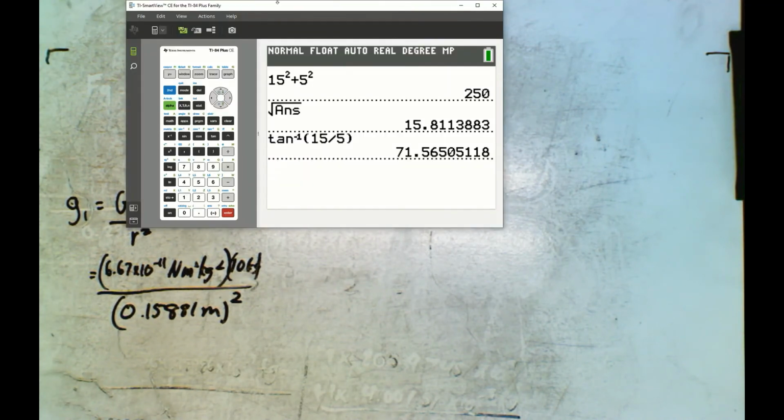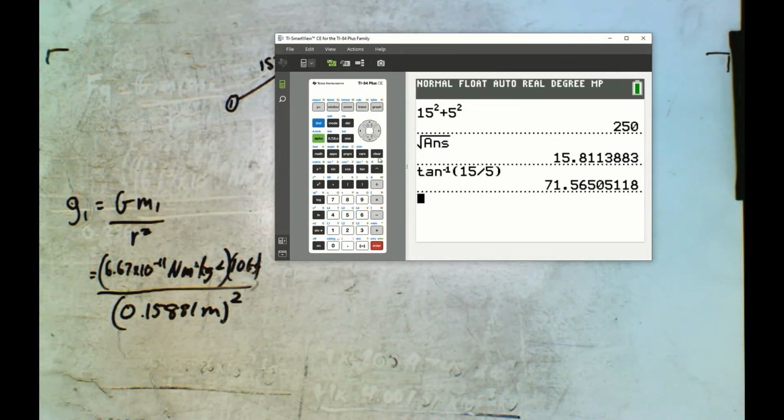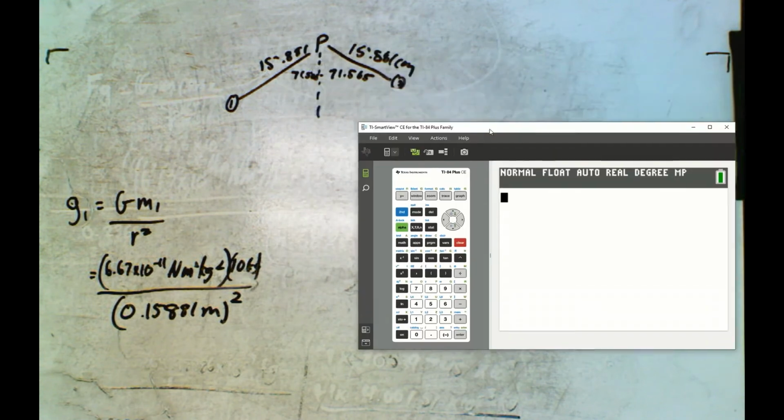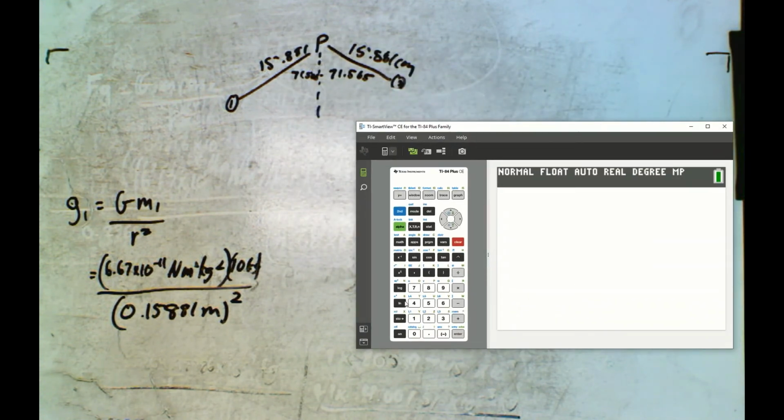Okay, so I'll plug that into my calculator. 6.67 times 10 to the negative 11 times 10. I'll put brackets around it. Oh, I didn't mean to clear all that. Shoot, I wanted those numbers. Sorry, I'm gonna Pythagoras 15 squared plus 5 squared.